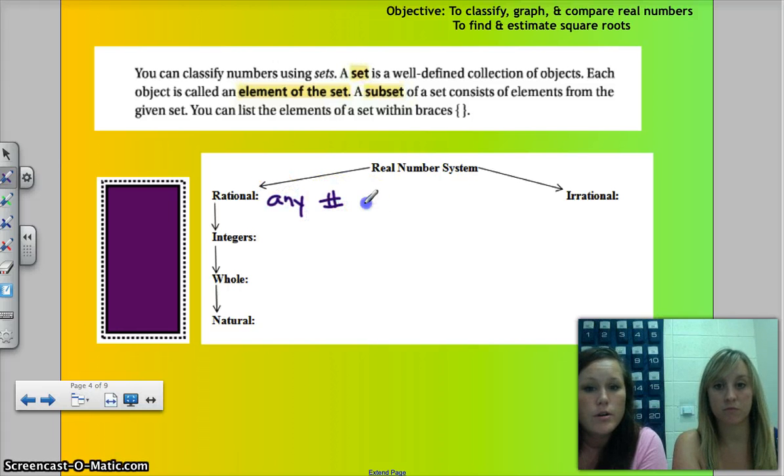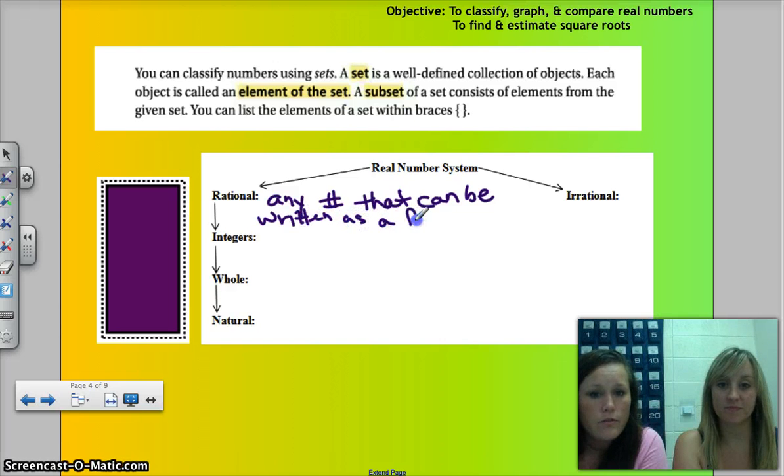Any number that can be, you know what, we should have typed this in. Written as a fraction.